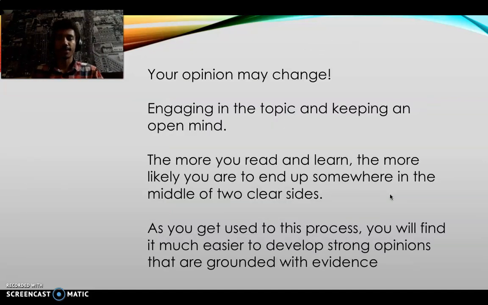Great job today, guys. Remember that when writing persuasively and trying to convince people, during the research process, your opinion might change. It's not always a bad thing, though. It shows that you're engaging in the topic and keeping an open mind. The more you read and learn, the more likely you are to end up somewhere in the middle of two very clear opinions, or sides of an opinion. As you get used to this process, you will find it much easier to develop strong opinions that are grounded with evidence.